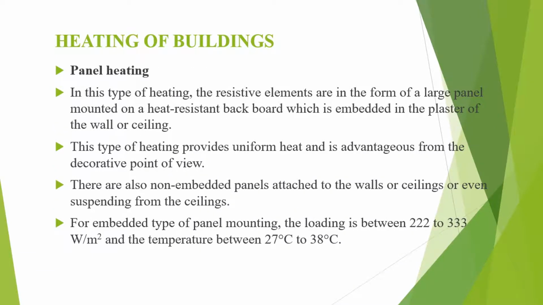Panel heating. In this type of heating, the resistive elements are in the form of a large panel mounted on a heat resistant blackboard which is embedded in the plaster of the wall or ceiling. This type of heating provides uniform heat and it is advantageous from the decorative point of view. There are also non-embedded panels attached to the walls or ceilings or even suspended from the ceilings.